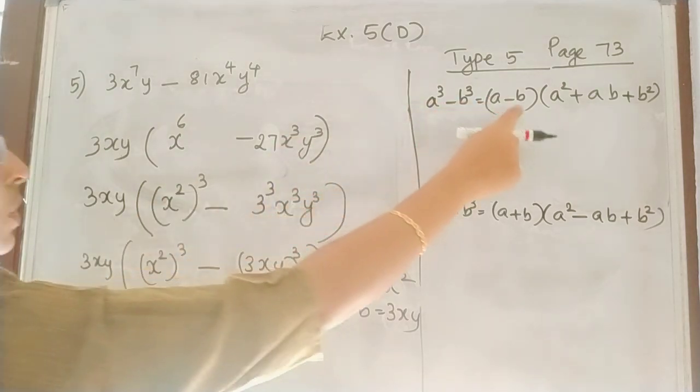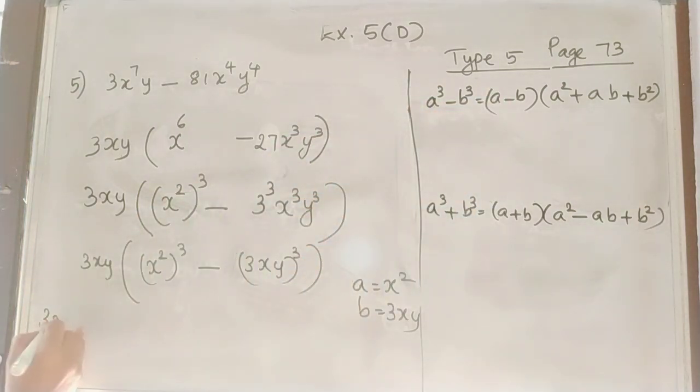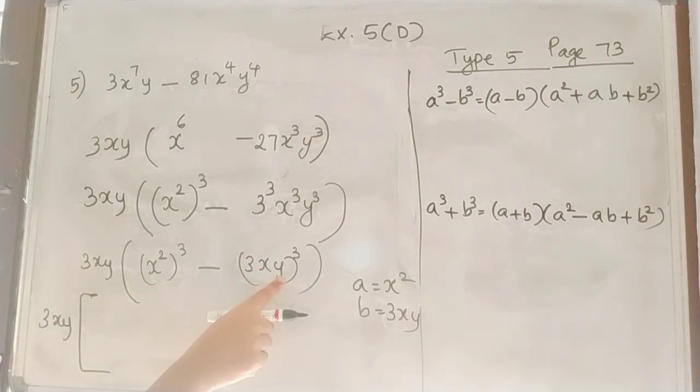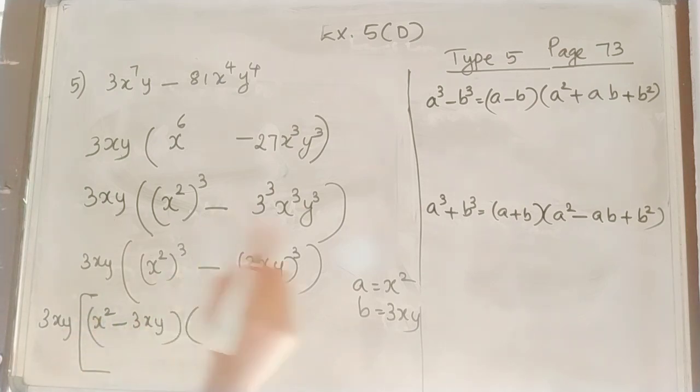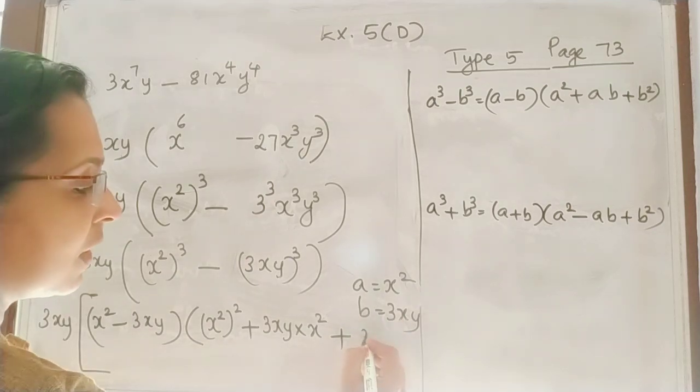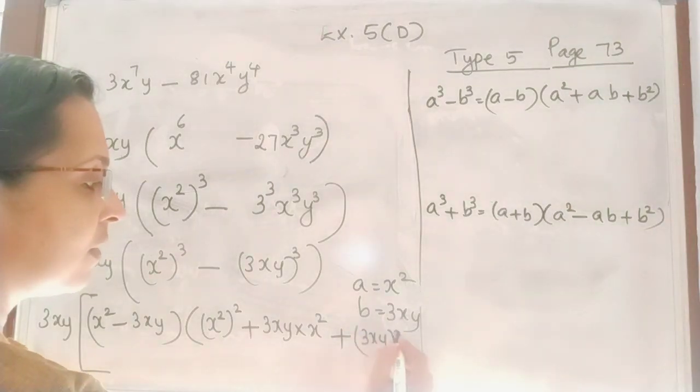A cube minus b cube is (a minus b). So already 3xy is there. Then we write inside the brackets: a cube minus b cube is what? (a minus b), where a is x square and b is 3xy, so (x square minus 3xy), into then a square plus ab plus b square. A square means x square the whole square, ab means 3xy into x square, and b square means 3xy the whole square.